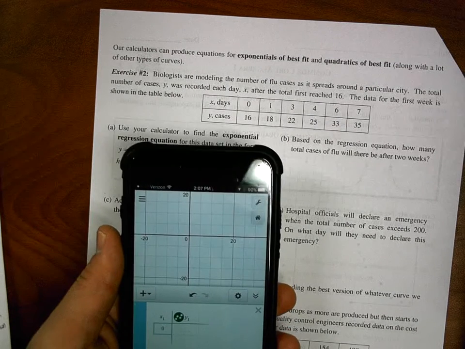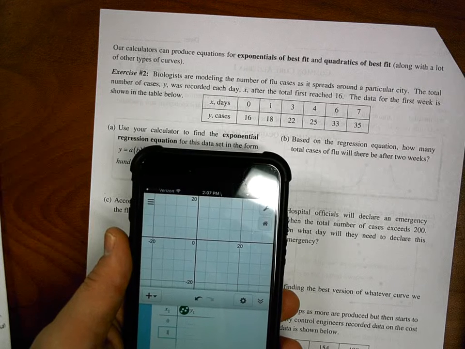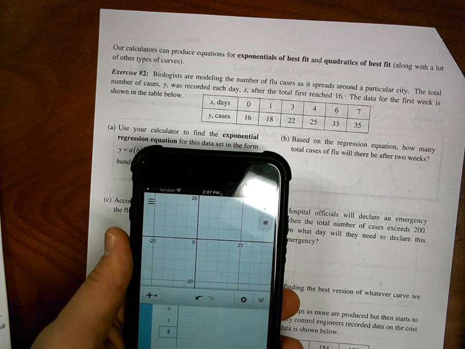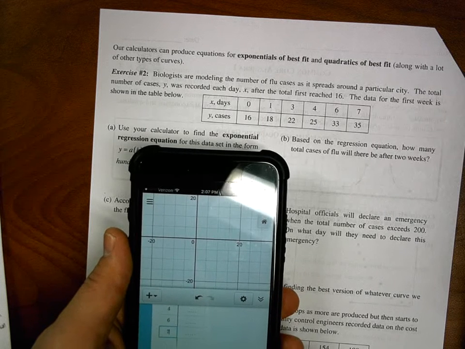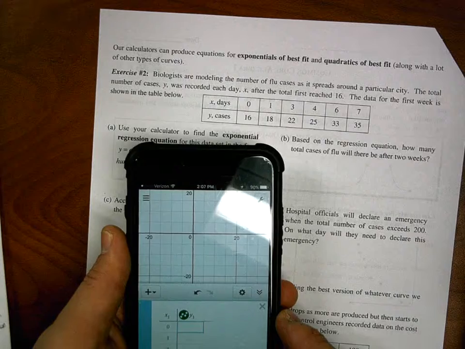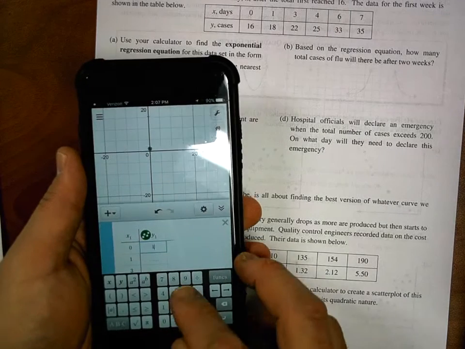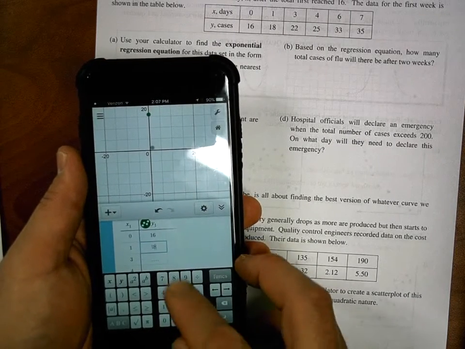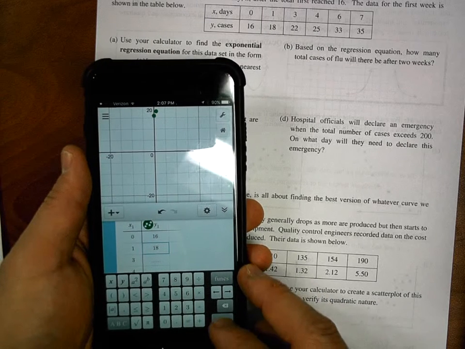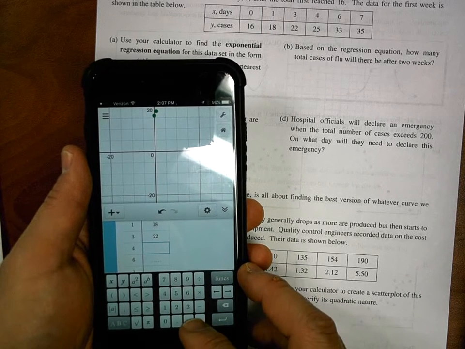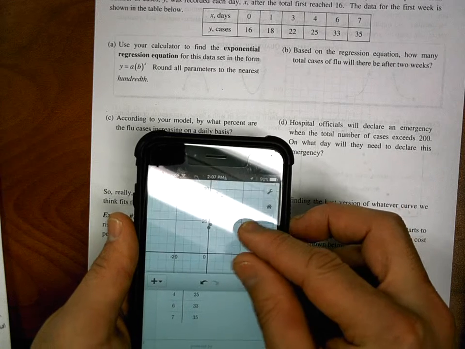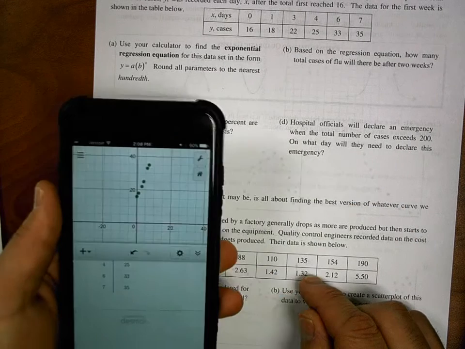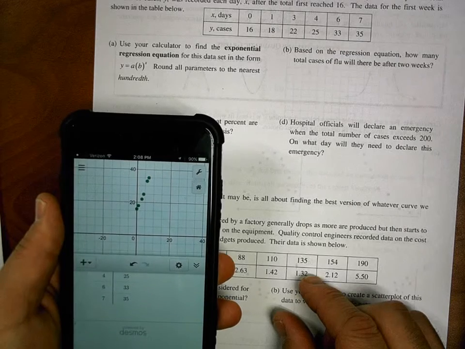So I'll get those in: 0, 1, 3, 4, 6, 7. Type the y values: 16, 18, 22, 25, 33, 35. Okay, and so they're all right about there. You guys got those in?